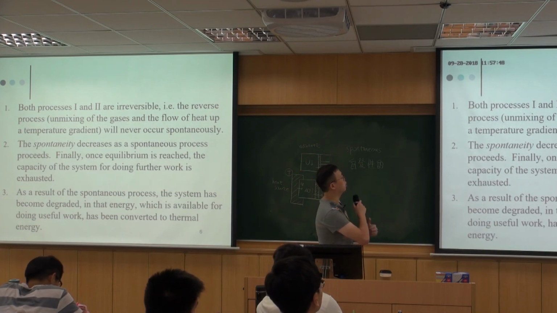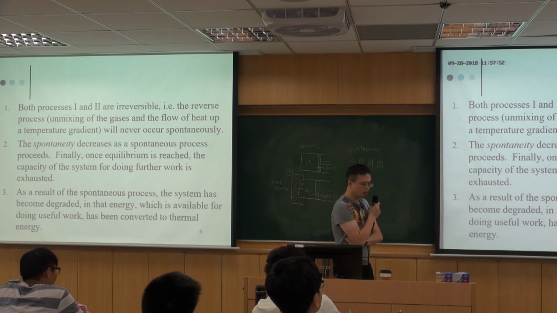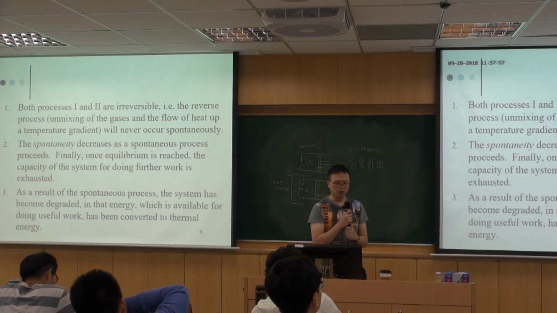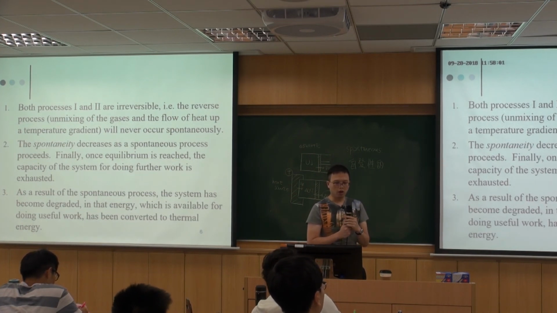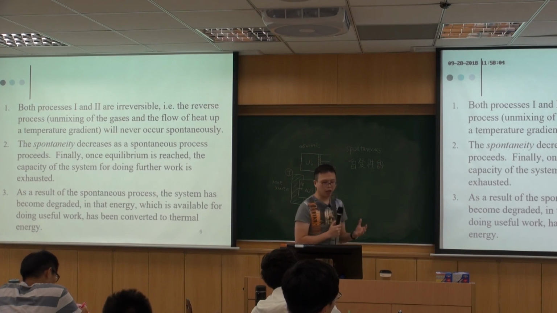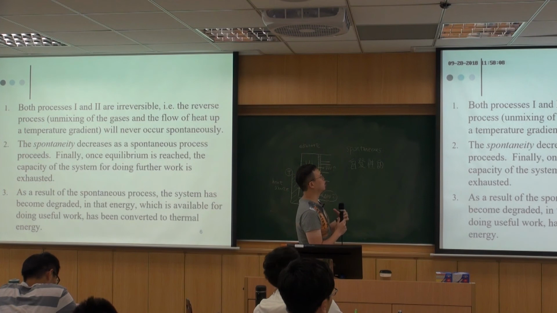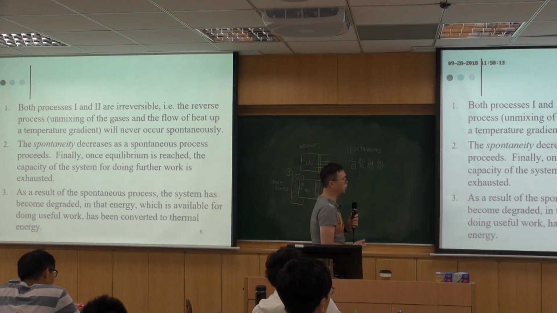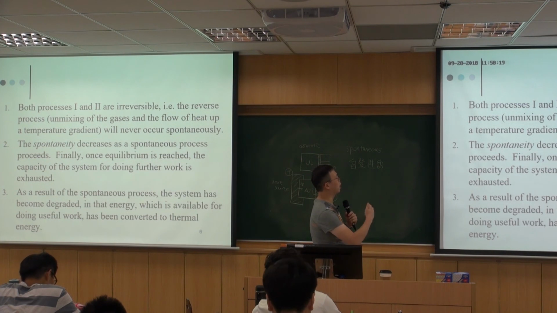So again, some more words. Both processes are irreversible. So unmixing, and the reverse flow of heat from low to high temperature, won't happen spontaneously. Okay, so the spontaneous processes typically can be categorized into two parts. The first one is mixing, and the second one is heat transfer across a temperature gradient, typically always from the high end to the low end.